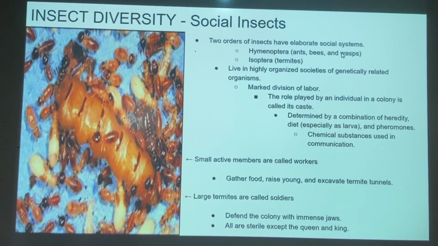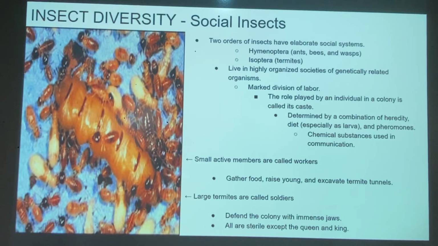What is very interesting to study with insects is how social they are. So there are two orders of insects that have elaborate social systems. It's the Hymenoptera, which remember is the ants, the bees, and the wasps, and then the Isoptera, which are termites. Termites are going to be the things that eat up wood in your house. They live in highly organized societies of genetically related organisms, so basically clones of one another. They're almost the same organism hovering around whatever hive or group that they live with.